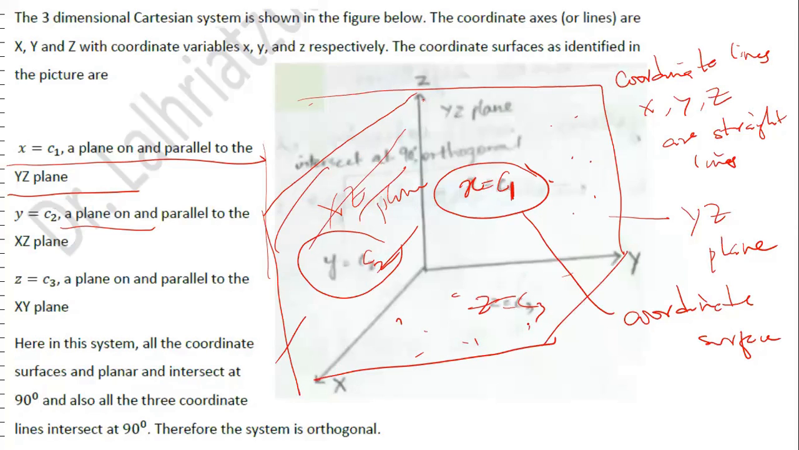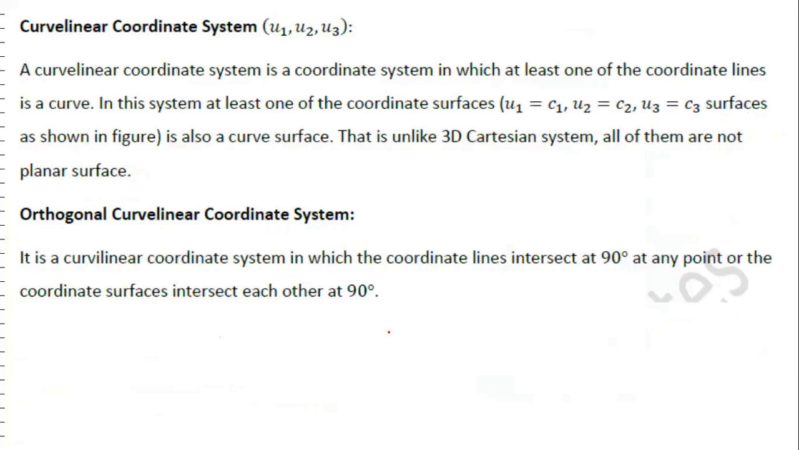Right. And one thing you should also note here is that in this 3D Cartesian system, the angle between coordinate axes is 90 degrees. Also, the angle between the coordinate surfaces is 90 degrees. The angle between this y equal to C2 and z equal to C3 surface is also 90 degrees. The angle between all these coordinate surfaces is 90 degrees. Okay, so that is one thing you should remember.